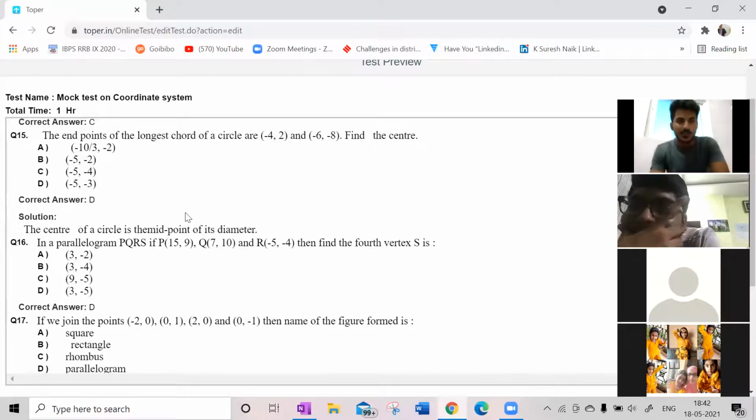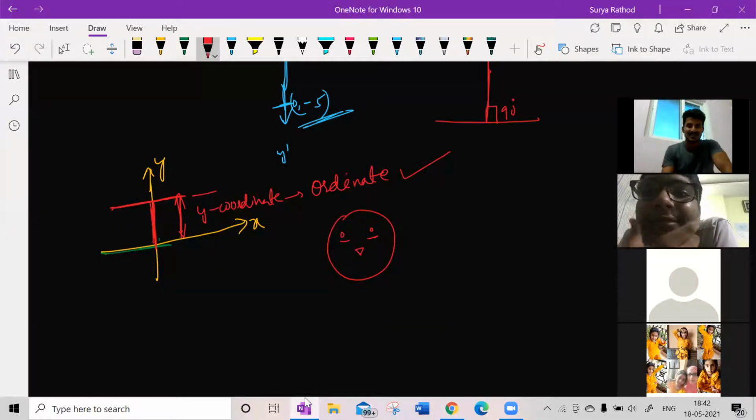The endpoints of the longest chord of a circle are (-4, 2) and (-6, -8). The longest chord is the diameter. Look at this, it's very simple. Let us make this into a circle.